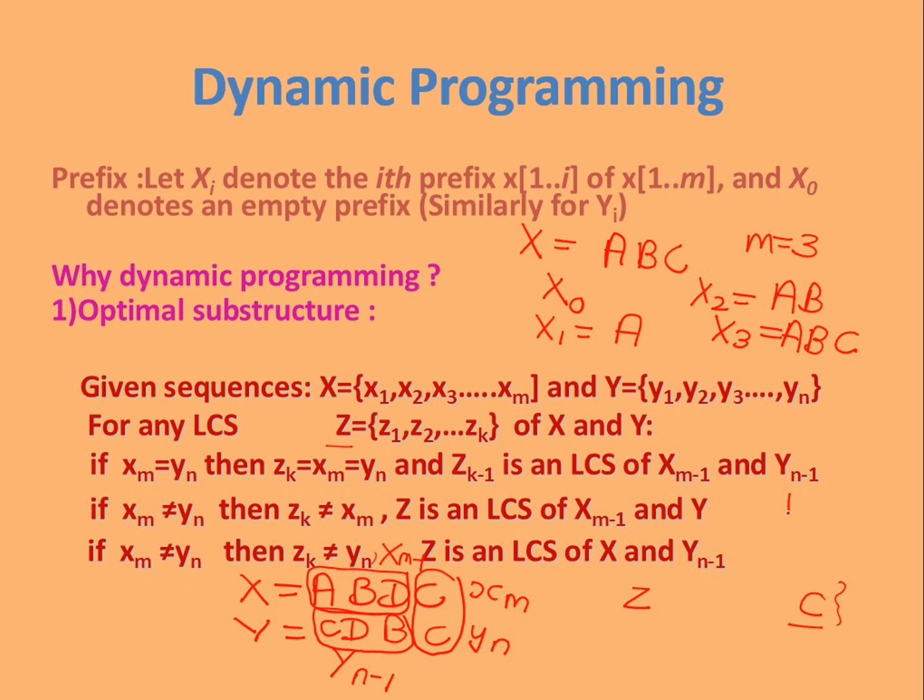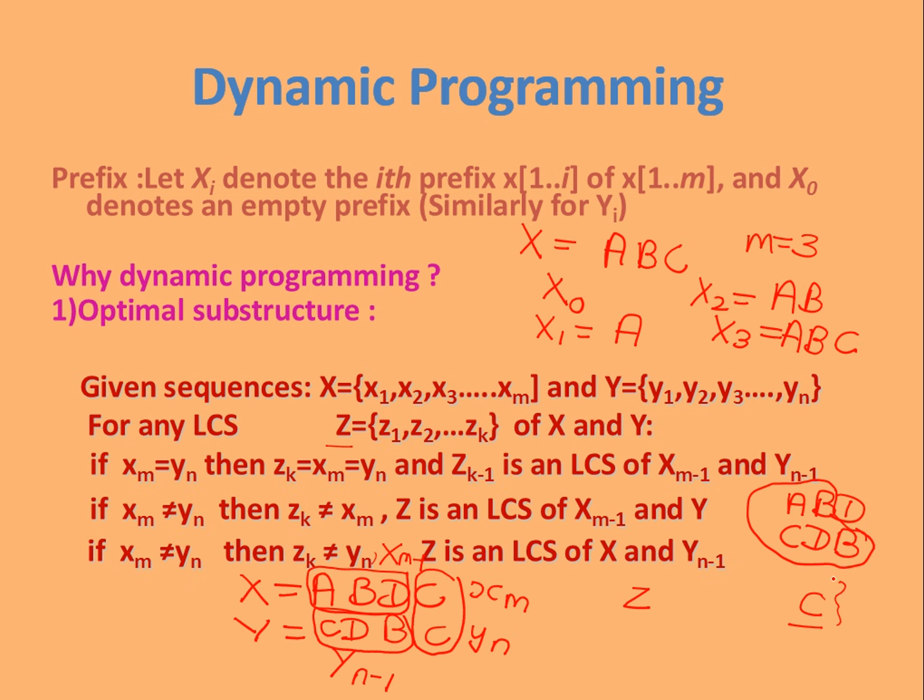If I consider my two strings as ABD and CDB, here the last two elements are not same. So surely B and D both combinedly cannot be in LCS. Either B can be in LCS or D can be in LCS, or it may be the case that both are not in your LCS.